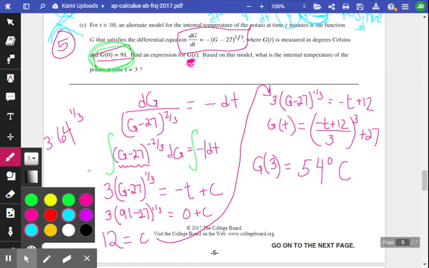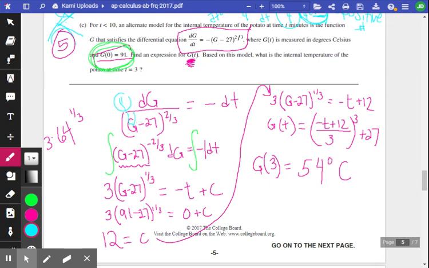5 points for this problem. So here's how the points break down. 1 point for separating the variables. Oops. What's happening? Stop doing that. Sorry. 1 point for separating the variables.